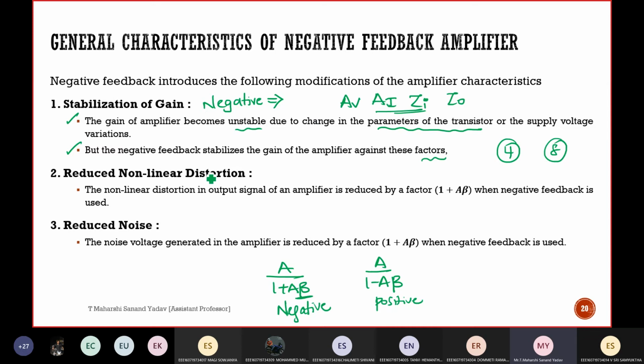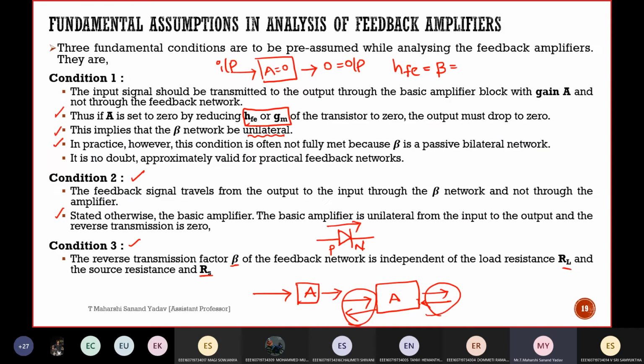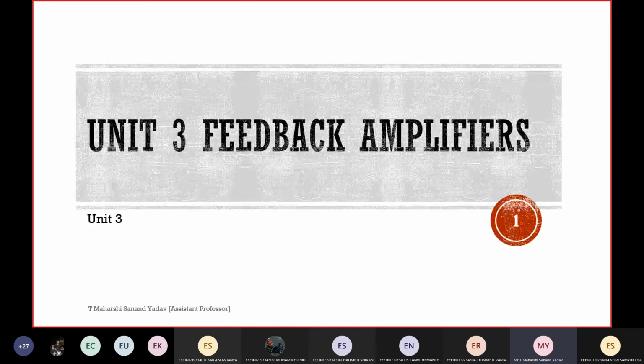Next, reduction of non-linear distortions. Read this. The nonlinear distortion in the output signal of an amplifier is reduced by a factor 1 plus A beta when negative feedback is used. What does this mean? Now I'll give you one circuitry. For that, you tell me whether the input is increasing or decreasing. So which one do you want? Let me take voltage series.